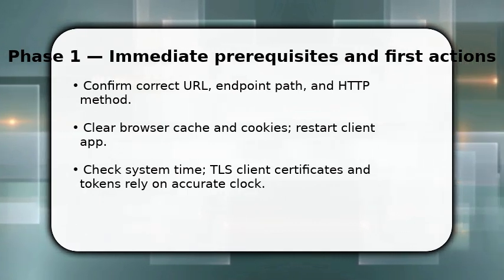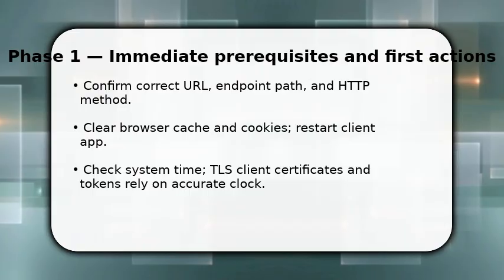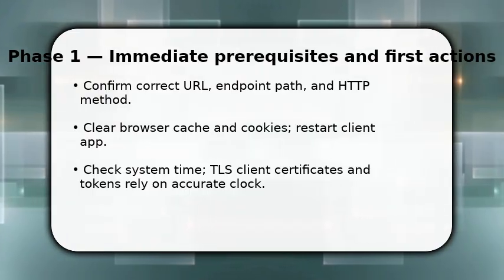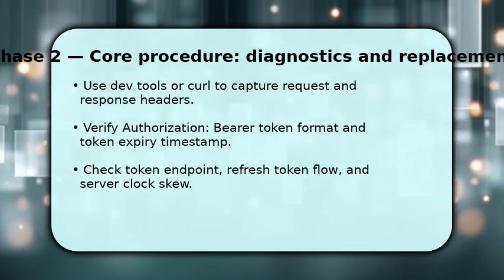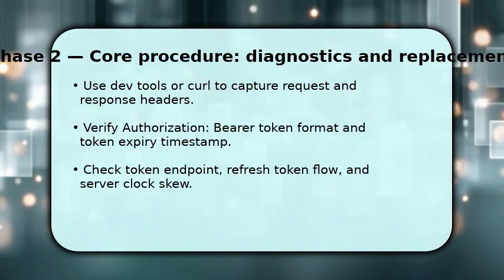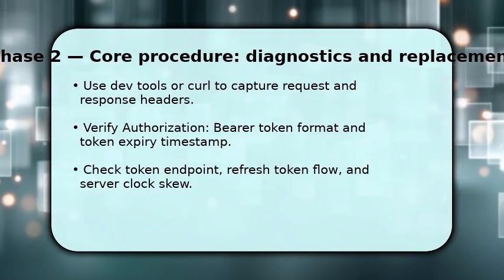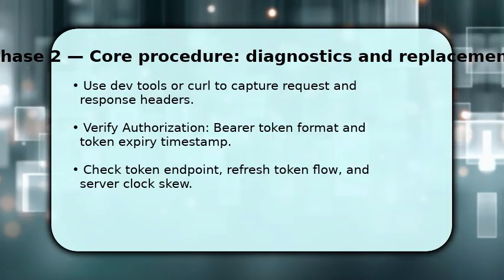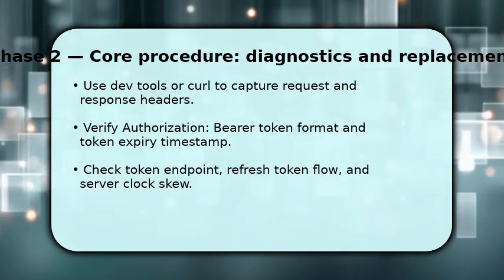You should now inspect the request and response closely with DevTools or curl. Look at authorization and www authenticate headers to learn why the server rejected you. Once you capture the token, decode its expiry and claims so you know why it failed.